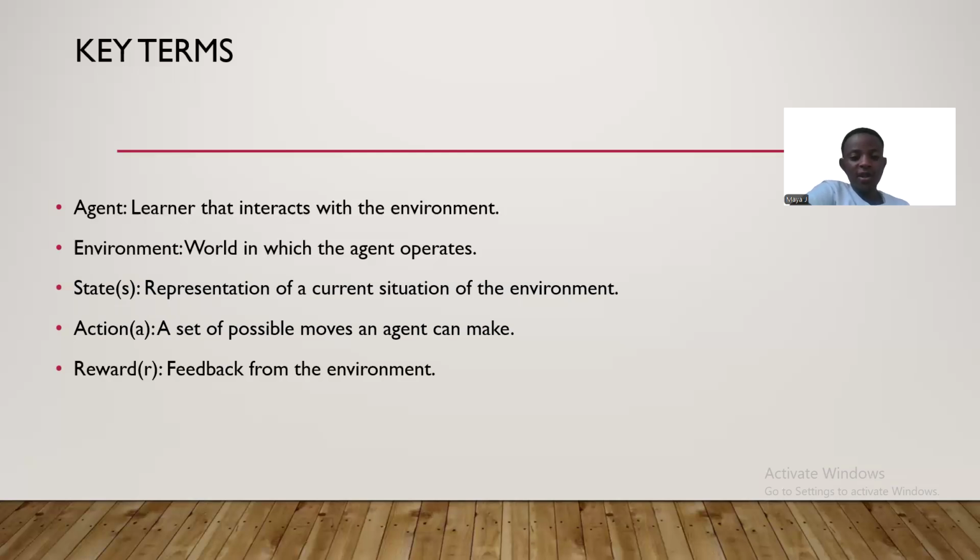Then we have a reward. This is the feedback an agent gets from the environment after interacting with it or taking action. We have a reward function. So this is a function that assesses the reward that the agent should get based on the action it has taken, and the state the environment was in.